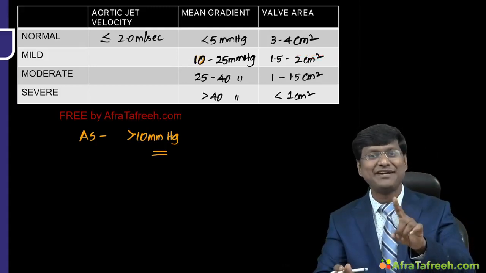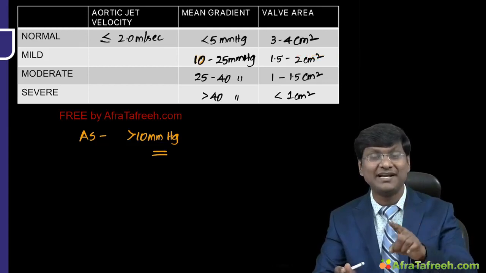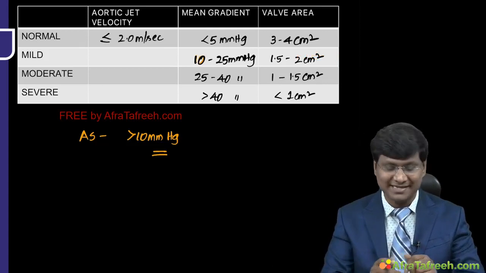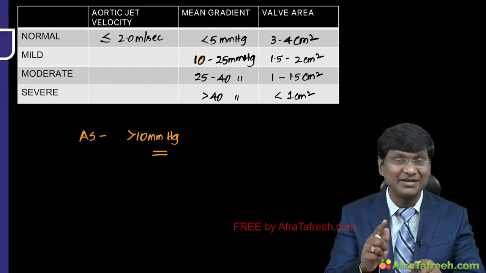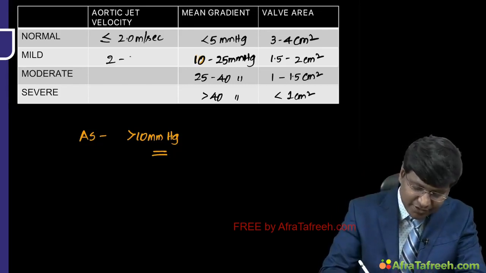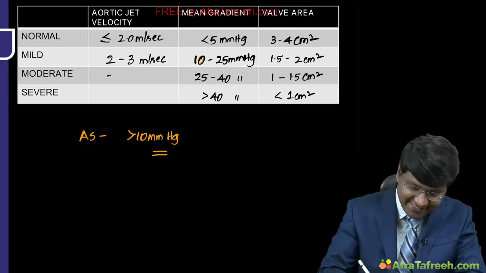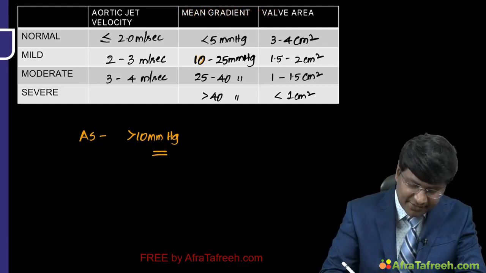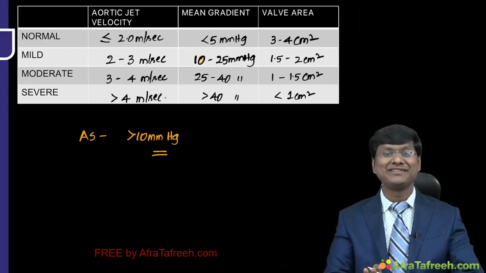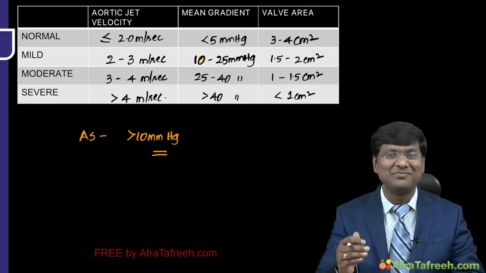Okay. So in severe aortic stenosis, the gradient will be more than 40 and the valve area will be less than 1 centimeter square. Whereas you take aortic jet velocity. Aortic jet velocity in a normal individual is less than or equal to 2 meters per second. In mild, it will be 2 to 3 meters per second, whereas in moderate, it is around 3 to 4 meters per second, whereas in severe, it is more than 4 meters per second. So this is about the parameters of the aortic jet velocity in mild, moderate, severe.